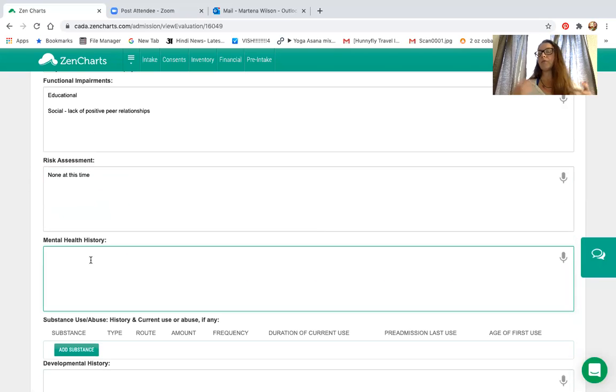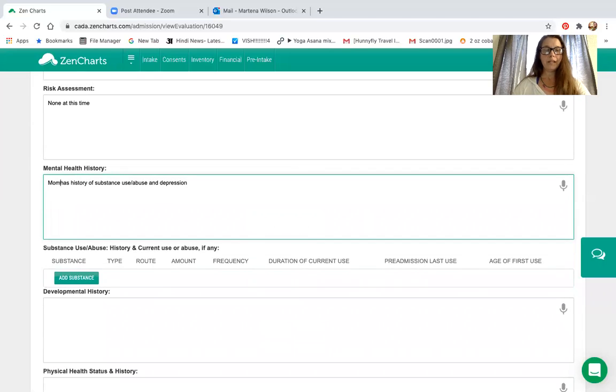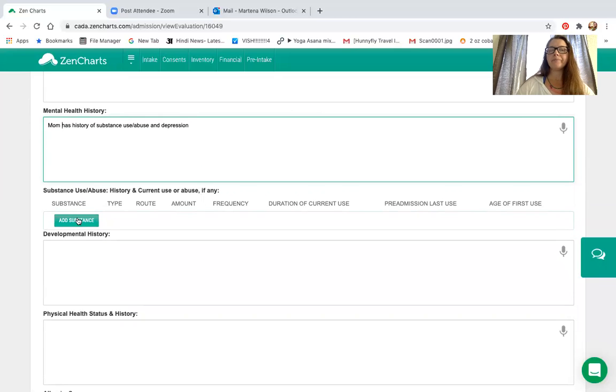Mental health history. Okay, well, this is why we want mom involved, right? Mom has history of substance use, abuse, and depression, let's just say. Okay. And again, you could write a lot more than this, right? But I tend to, if there's no substance use or abuse, you don't want to.